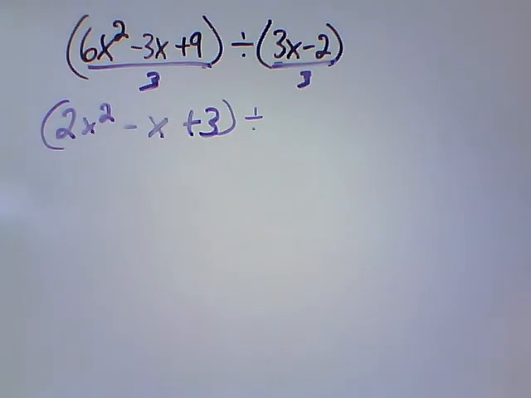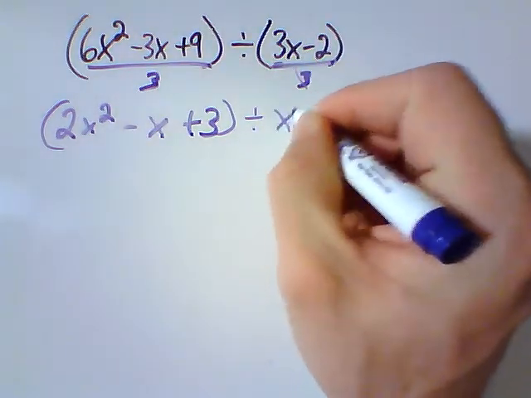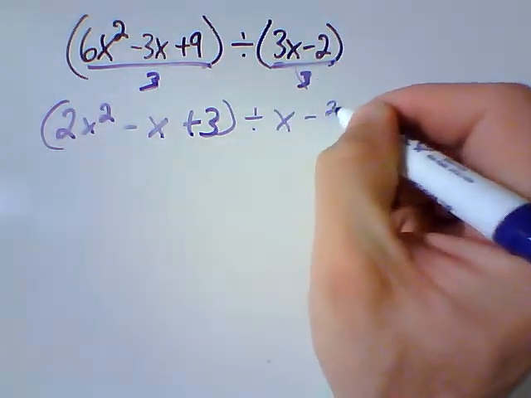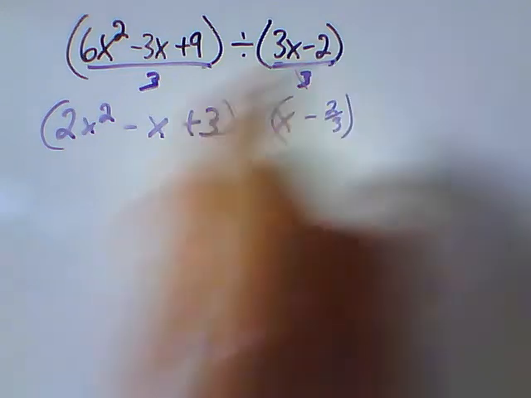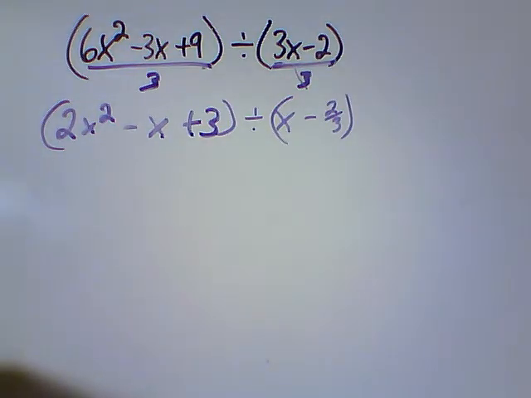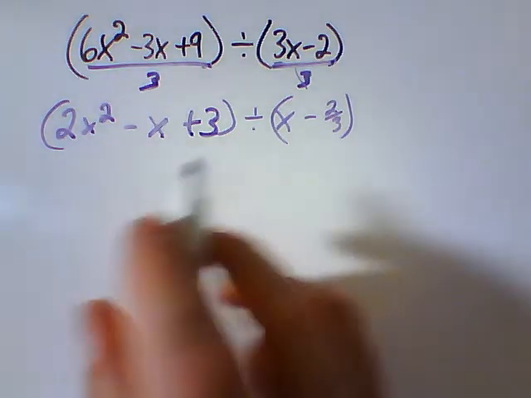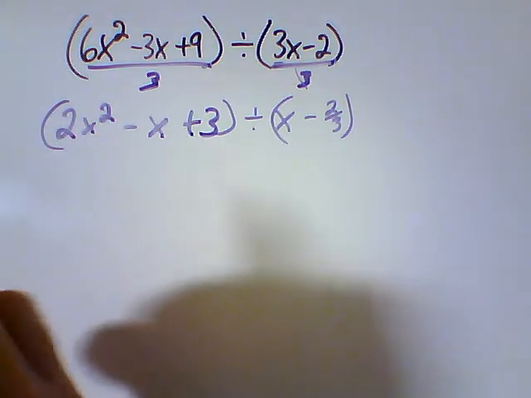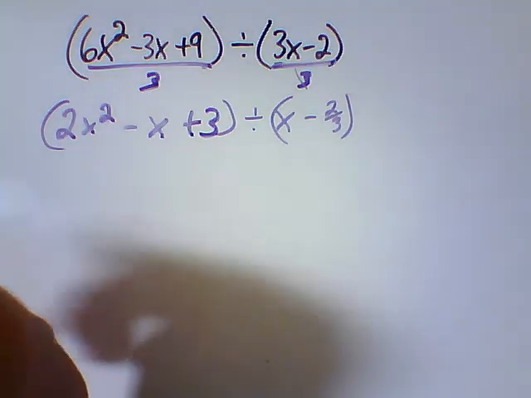My board's sliding. 3 divided by 3 is just 1, and then 2 divided by 3 is 2/3. I know, you have a fraction, but you decided to divide first, so you've got to deal with the fractions early. It's okay. We'll deal with it.